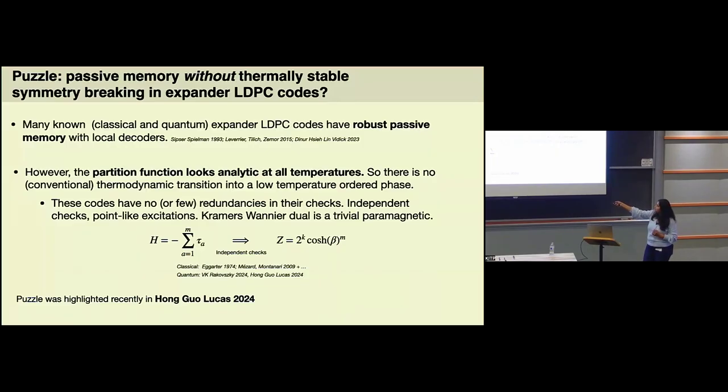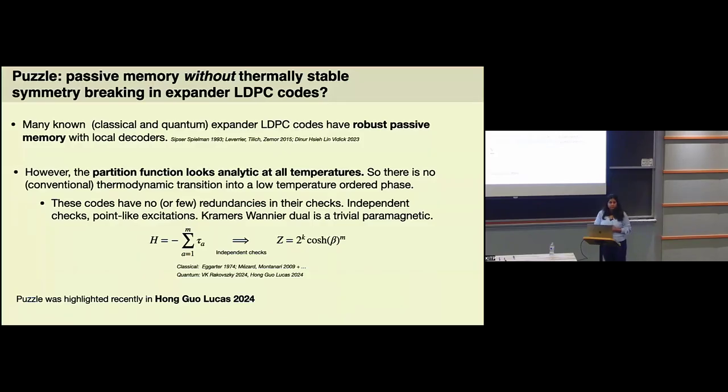This just looks like a trivial paramagnet with a perfectly analytic partition function. Okay, so the tension is, how do we reconcile this analytic partition function, which naively shows no TC, with the fact that this does have a robust passive memory. Okay, and this puzzle was highlighted recently in this paper from Andy Lucas's group.